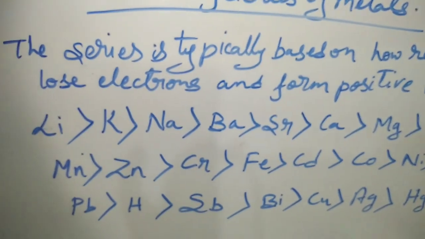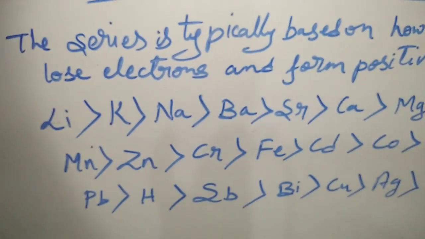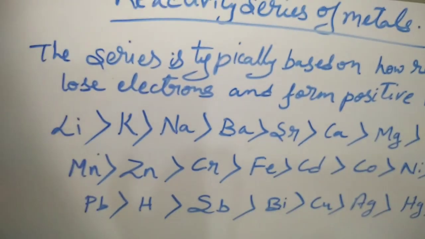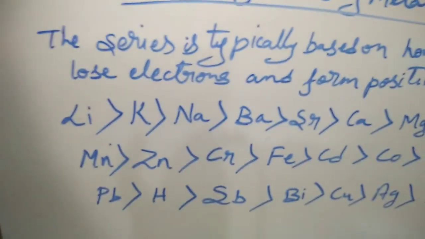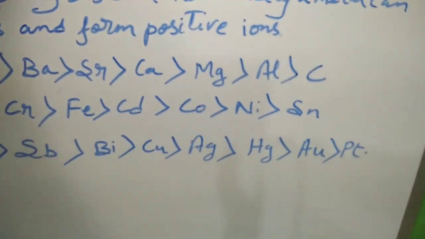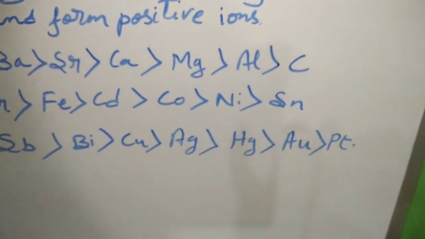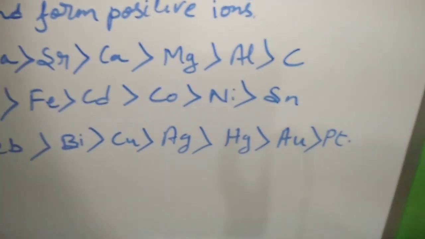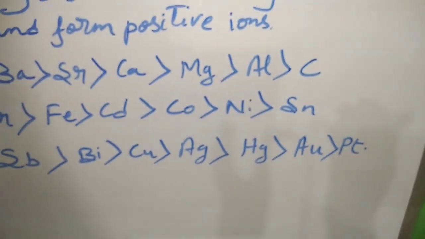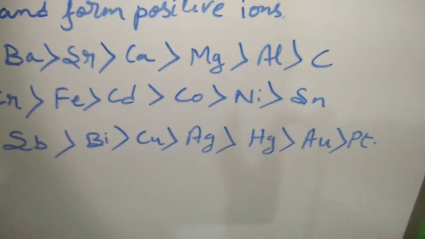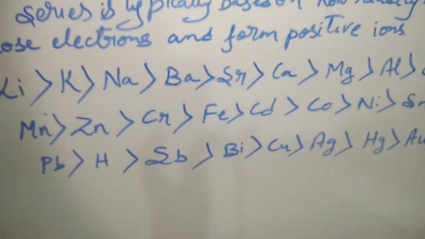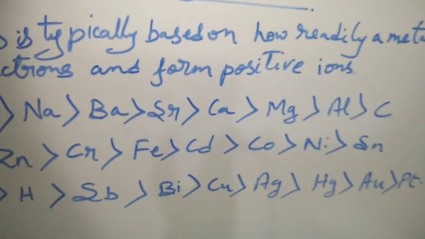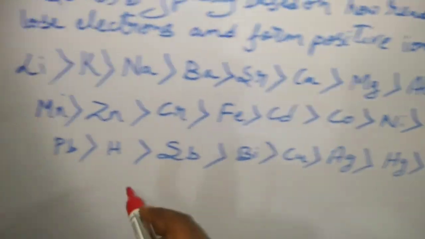Since lithium, potassium, sodium are more reactive, they are always placed first, before the start of the reactivity series. And as gold and platinum are the least reactive, they are always placed at the last of the reactivity series. Now students, I told you that this is a reactivity series of metals. Now you may ask me why I write carbon and hydrogen.